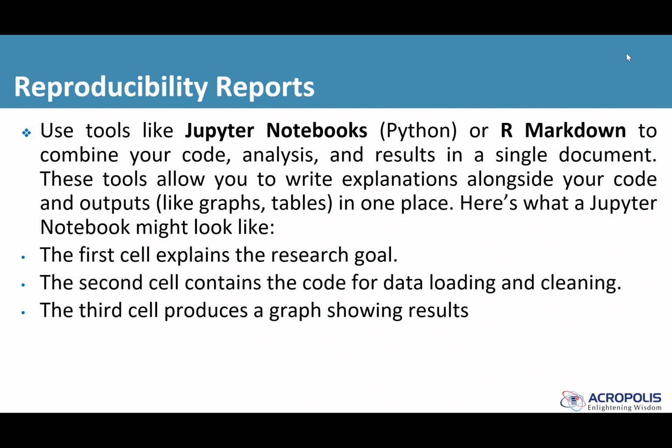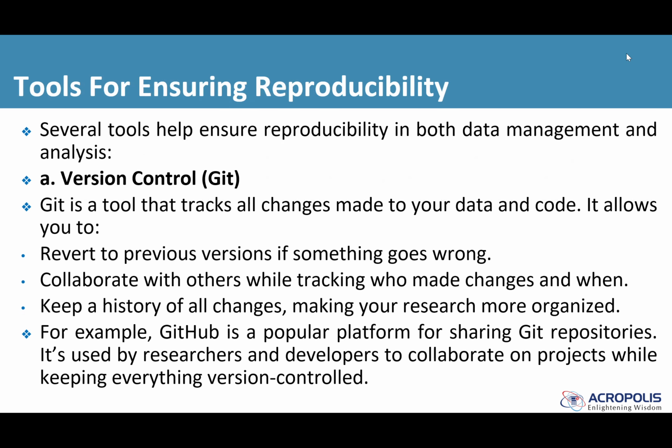Now, reproducibility reports. We can use tools like Jupyter Notebook or Markdown to combine the code, analysis, and results in a single document. These allow you to write explanations with the code, and if we want to use graphs or tables, we can use them. A notebook might look like this: the first cell explains the research goal, the second cell contains the code, and the third cell produces a graph showing the result. So we can do this to ensure reproducibility.